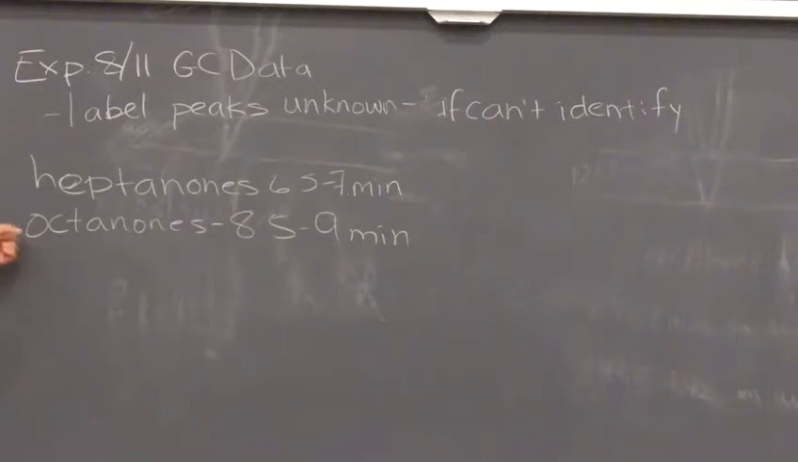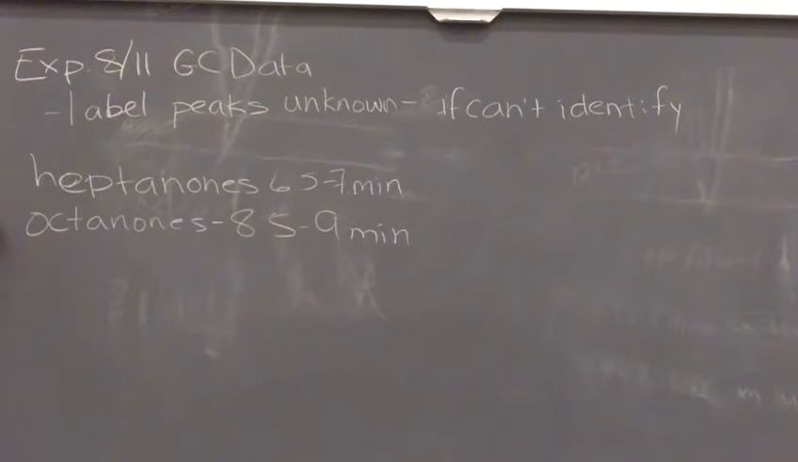So don't forget, you can label those ketones. They're going to be a peak that comes off right before your alcohol, so make sure that you label that appropriately. So really be careful labeling things unknown. Make absolutely certain that you think and know for sure that you can't label it, okay? And use that list of standard retention times.